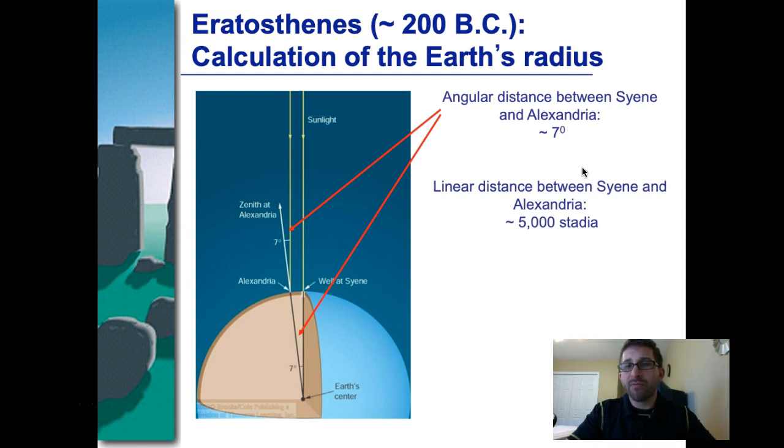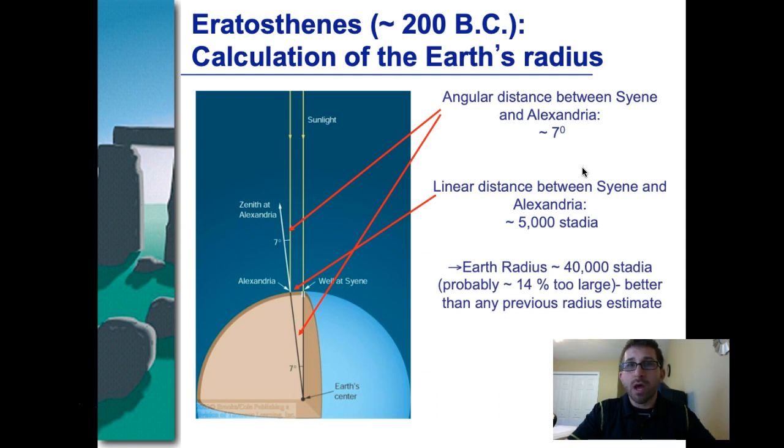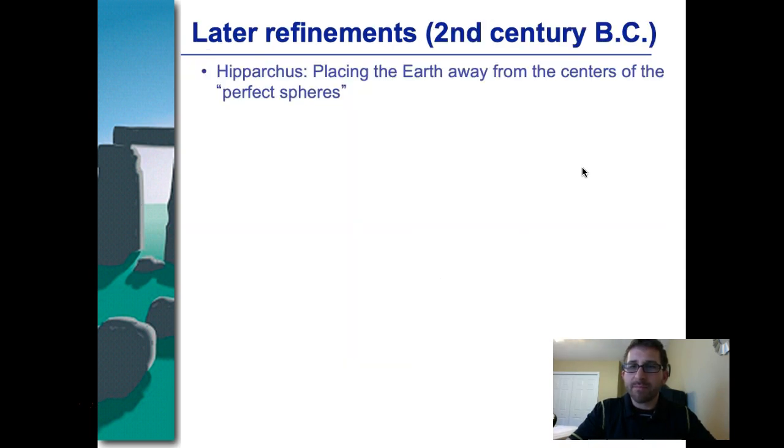So the known distance between Alexandria and Syene was about 5,000 stadia. 7 degrees is about 1/50th the distance around the Earth, 360 degrees. And so he took those numbers and he multiplied them together. 50 times 5,000 stadia. And he got approximately 40,000 stadia. Gotta check my math on that.